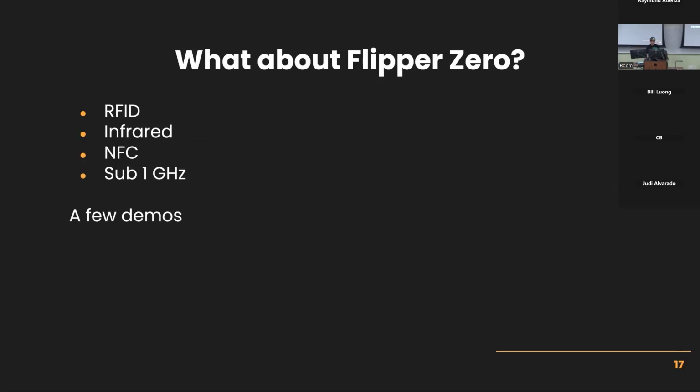Now, what about Flipper Zero? It supports RFID, both passive and active, of course, infrared, NFC, and sub-1 gigahertz, which is RF. Passive RFID is a form of RFID that does not require a battery. It only requires the reader to send out an electromagnetic signal, which will run through the coils in passive RFID, make a current, and then it will return the corresponding data.